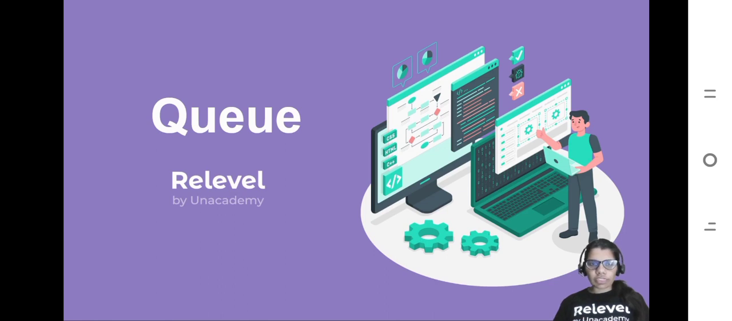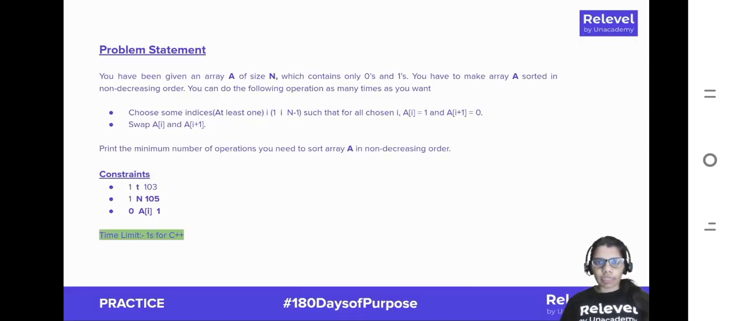After that, we would see the implementation of the approaches and the time and space complexity for the approach that we are implementing. Let's start and see what the problem statement says. Here you are given an array A of size n which contains only zeros and ones. We have to make array A sorted in non-decreasing order, that is basically ascending order.